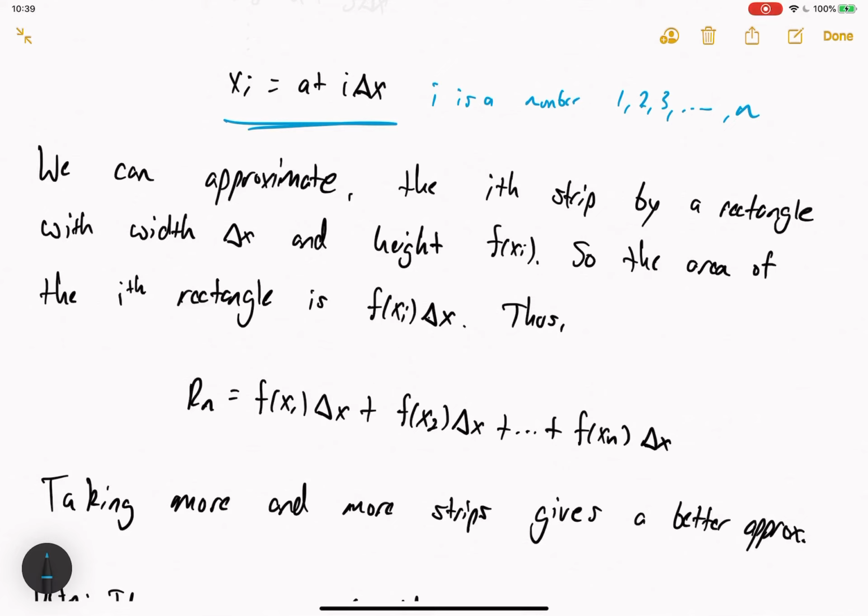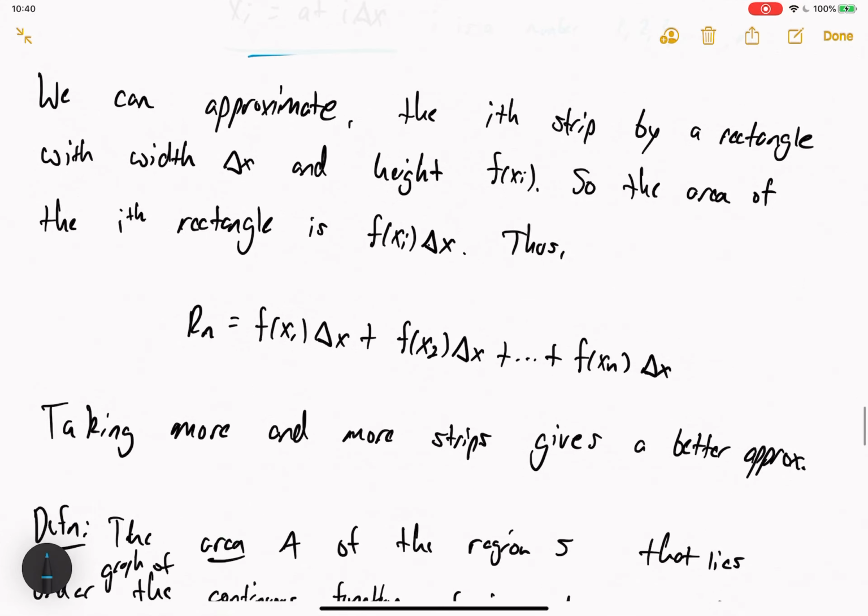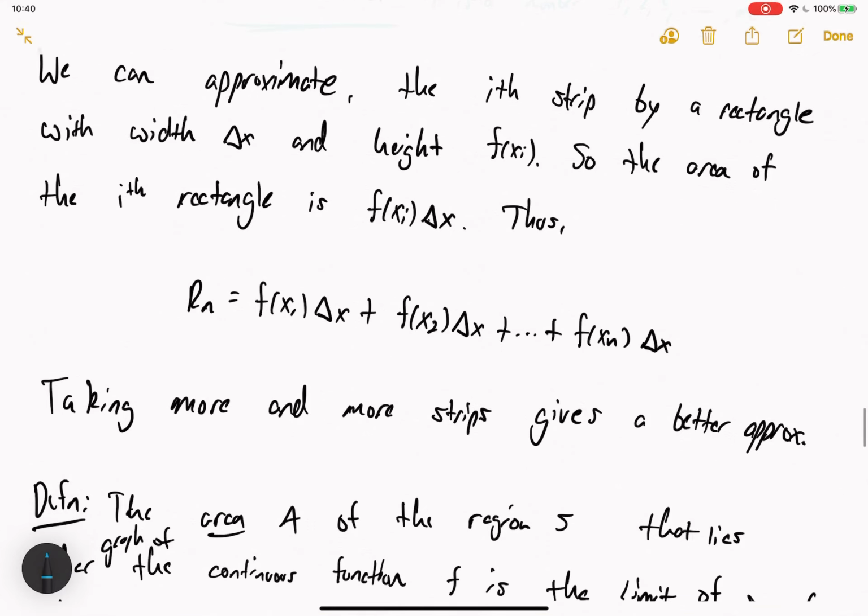By the ith strip, we approximate the ith strip by a rectangle with delta x and height f of xi. All that really means is we're just choosing an arbitrary rectangle without being specific. That's what the i's mean. We want to be general without needing to be specific.